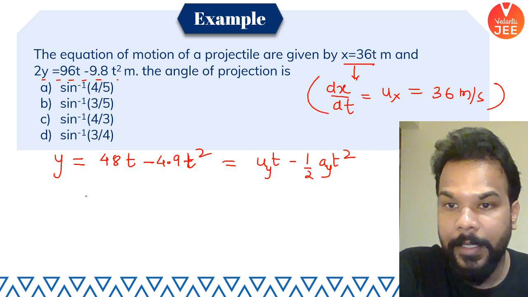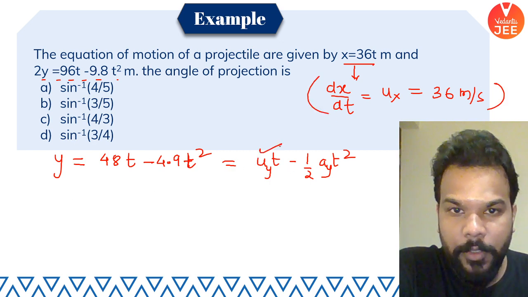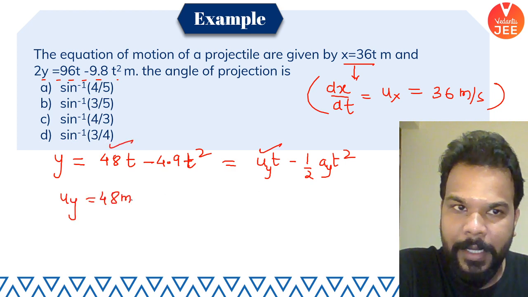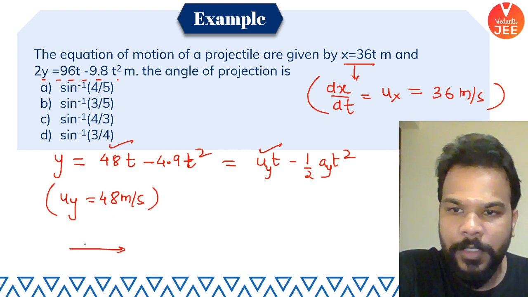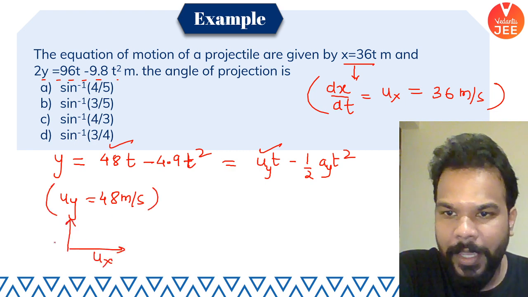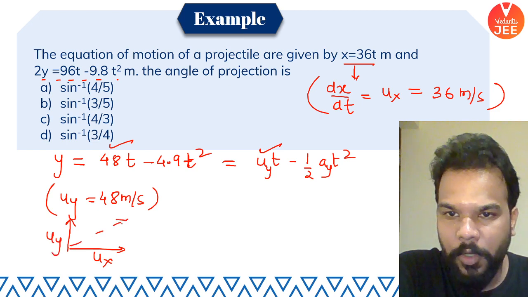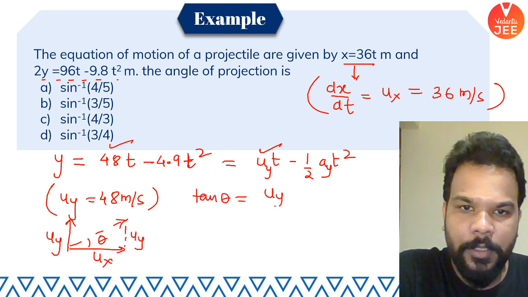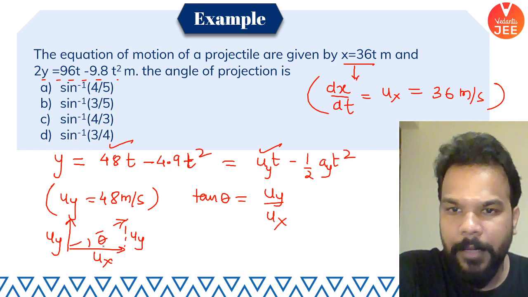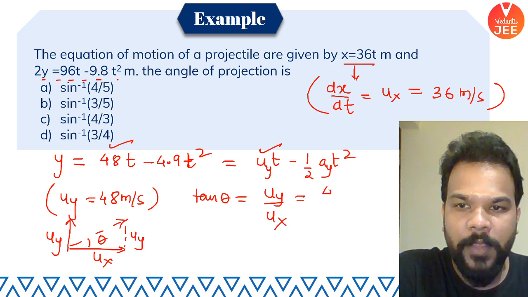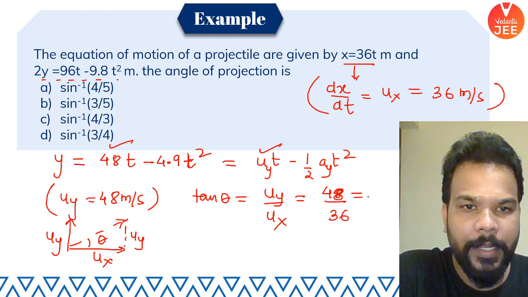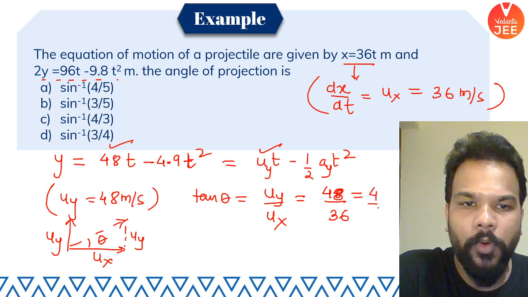This is a very good question, guys. And from here, if you compare, uy comes out to be how much? uy comes out to be 48 meters per second. So if you see this, guys, you have ux, you have uy, and this is your u velocity. So this is the angle that you are interested in finding. If you look at this, tan theta is uy by ux, vertical upon horizontal. So that comes out to be 48 by 36, or what we are getting here is 4 by 3.